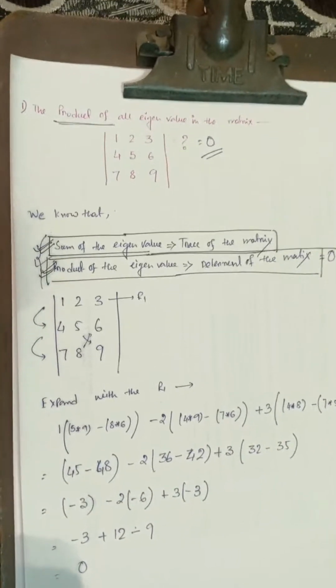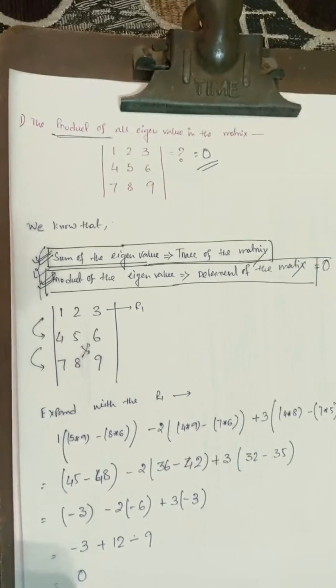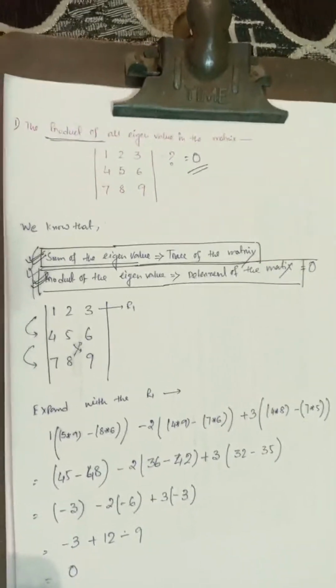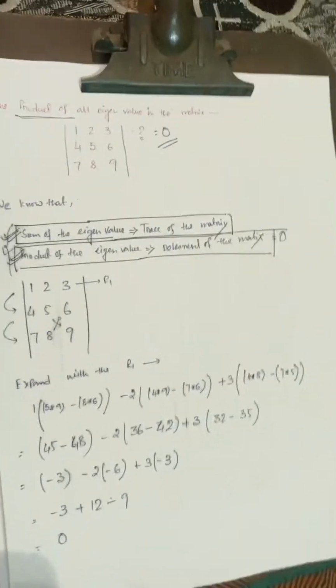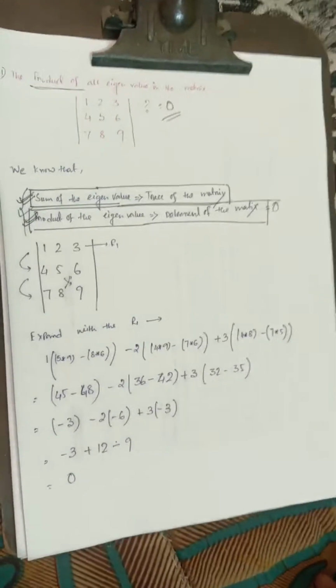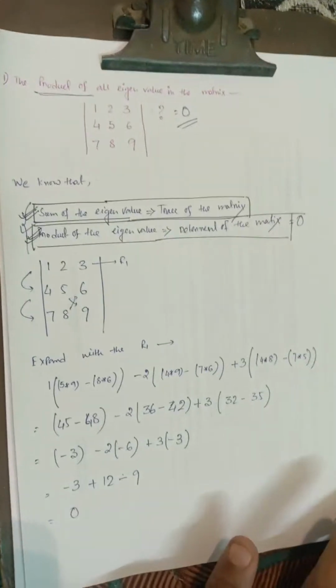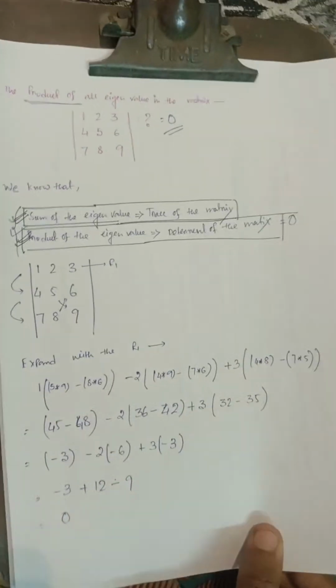Now I am going to the next question. This is very important for GATE aspirants. As 2025 is very near, this type of short trick should be memorized: the sum of the eigenvalues and the product of the eigenvalues. Now we are getting the second question.